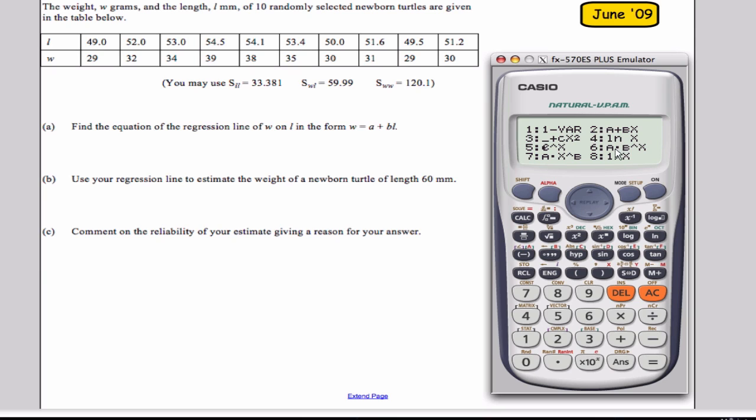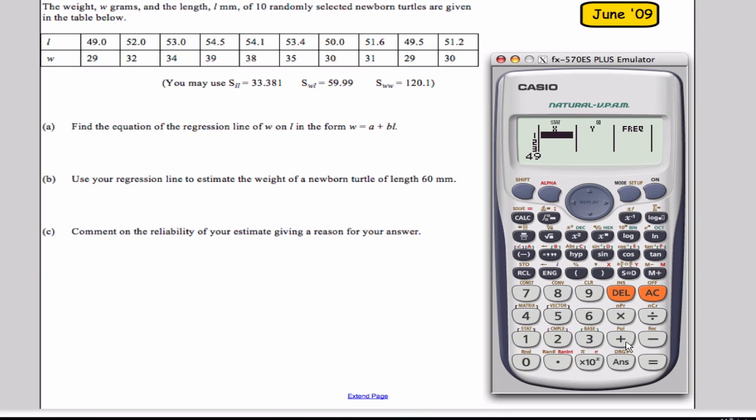So I'm in statistics mode and I need to choose option 2, which is linear regression. So I'm going to put in my two values here. The x values, by the way, correspond with L because generally it's in the form y equals A plus bx. So the x values are going to be L and the y values will be W. So let's plug these values in.